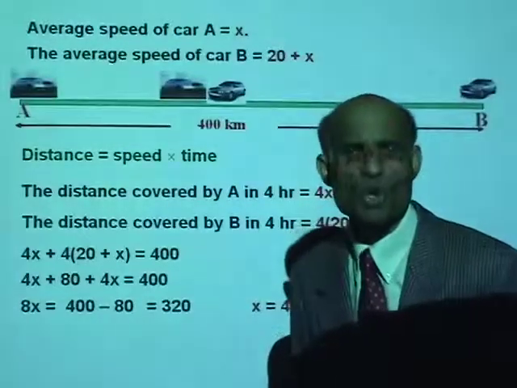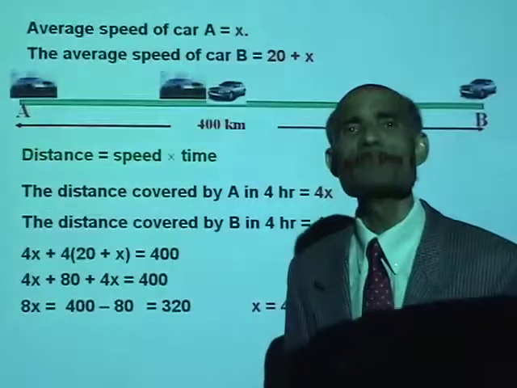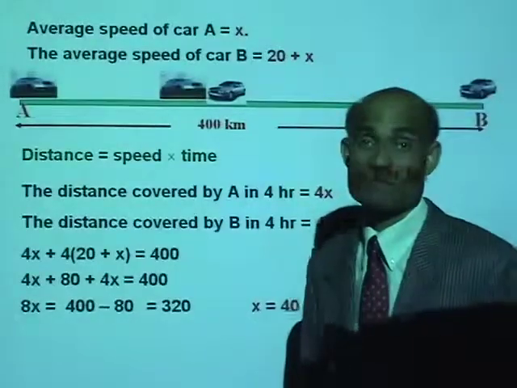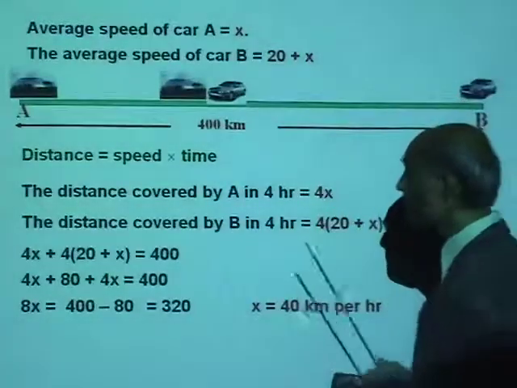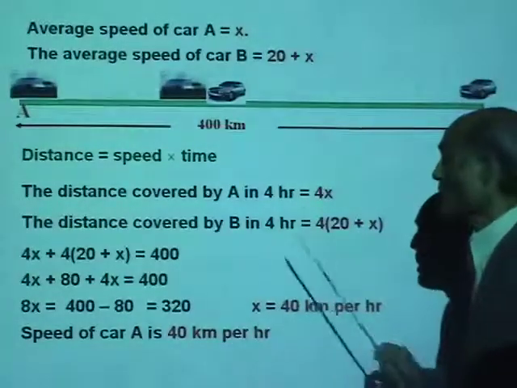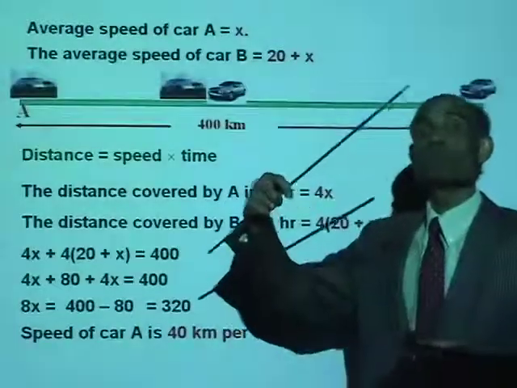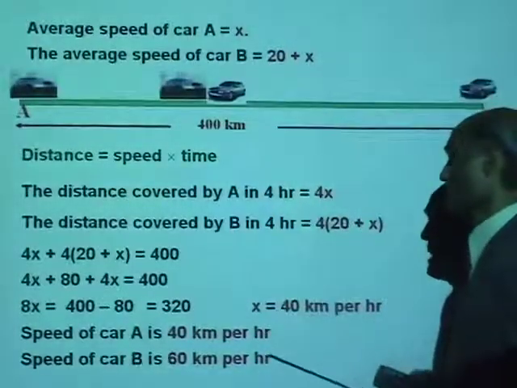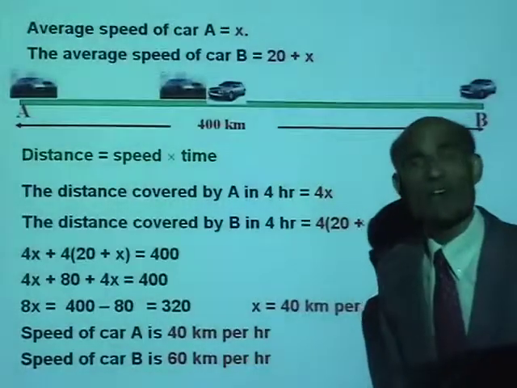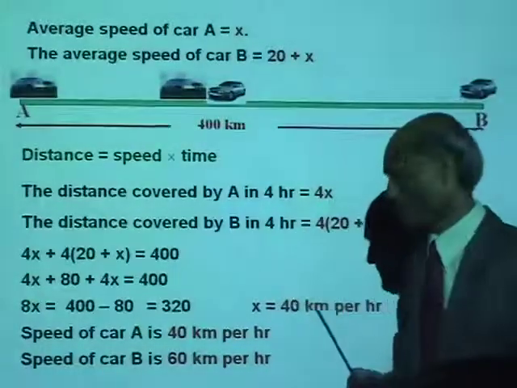And that car was crawling at 40 kilometers per hour. That is the minimum speed allowed on our highways. Is that right? Yes. Alright, this is the speed of car A. Therefore, what is the speed of car B? Car B is traveling at a speed 20 kilometers per hour more than this. And therefore, the speed of car B is 60 kilometers per hour. Both are very pathetic speeds, aren't they?